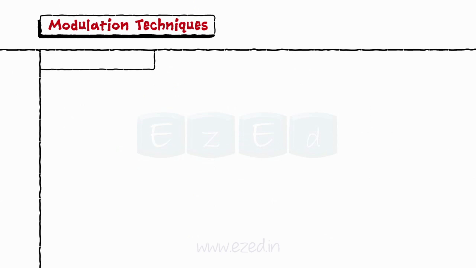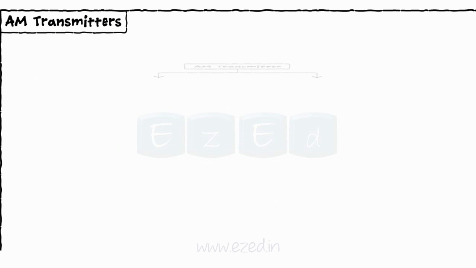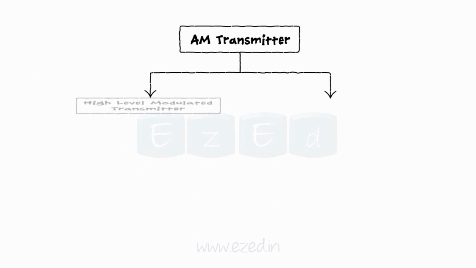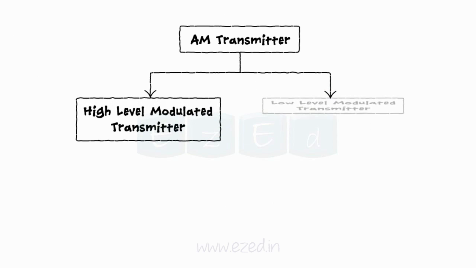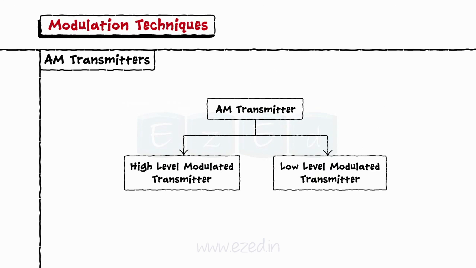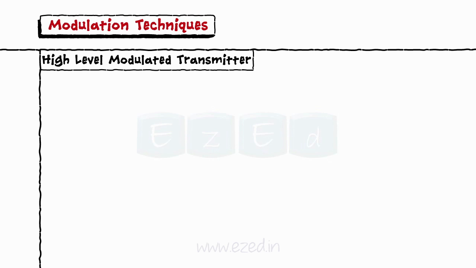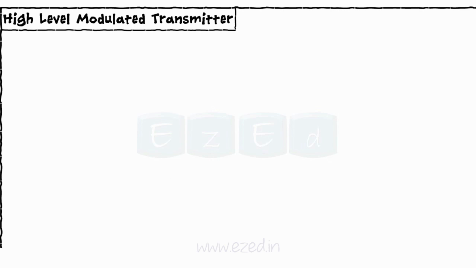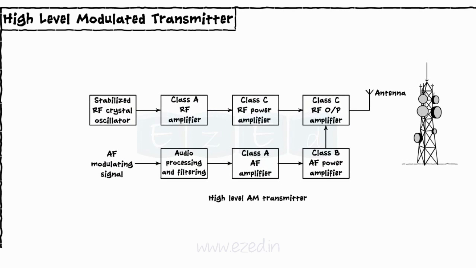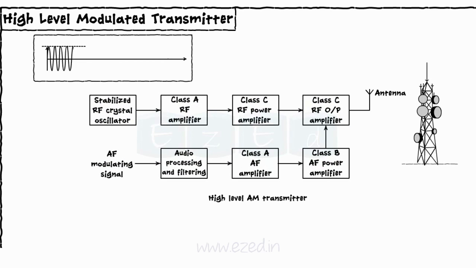Now, we can move on to learn AM transmitters, which are of two types: high-level modulated transmitter and low-level modulated transmitter. We will first see a high-level modulated transmitter. Its block diagram is as shown. Here, the crystal oscillator generates the carrier signal. It is then amplified by Class C power amplifier.